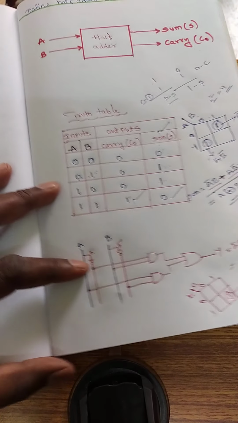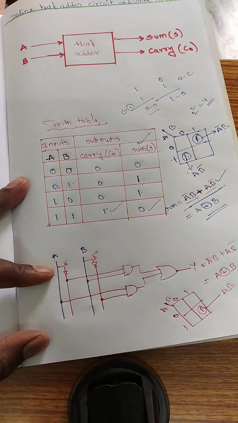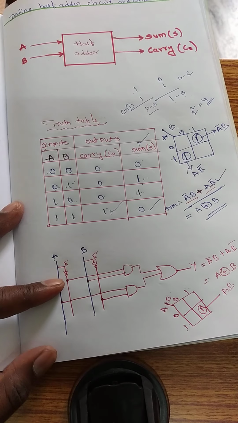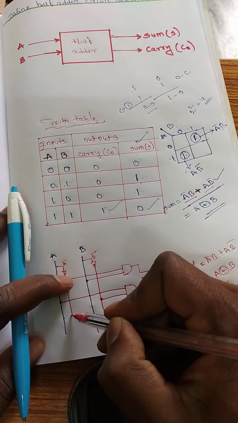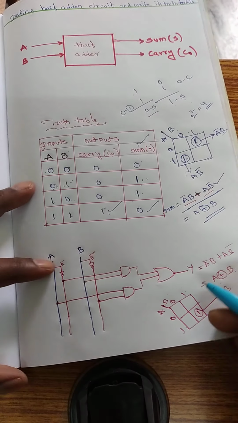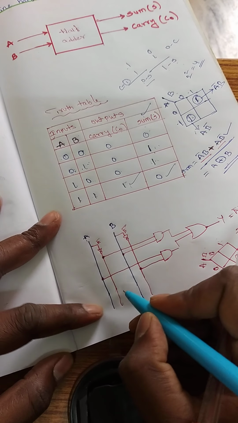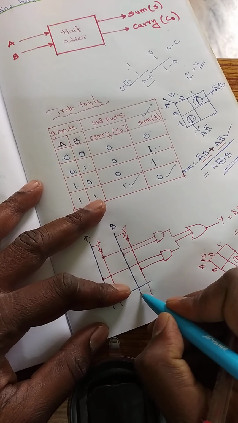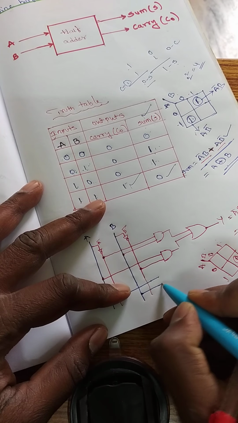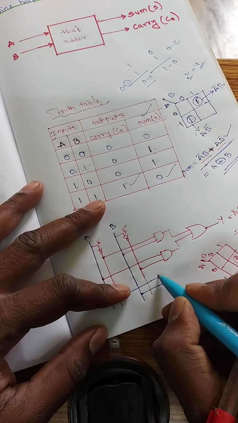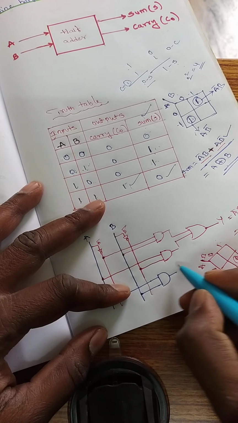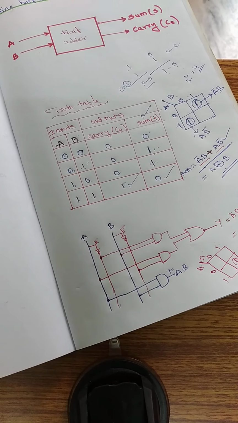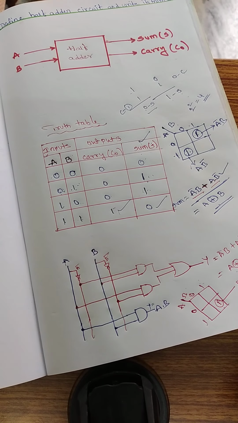For that, if I want to draw A dot B, if I want to draw the circuit, so AND gate. A dot B means nothing but AND gate. So we'll draw an AND gate also here. So this is A and this is B. So this is AND gate. Here A dot B, y equal to. Okay, in this way you have to draw the expression.